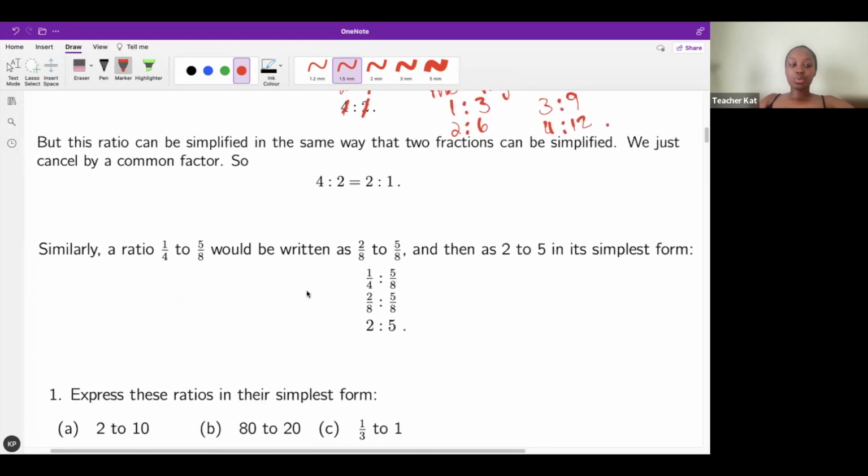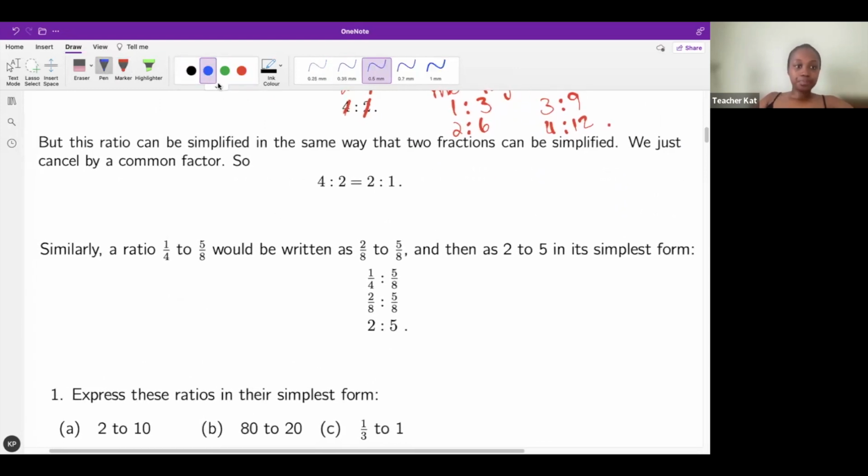Now, if you have a ratio between fractions like we have over here, so I have a quarter to 5/8. All right, so the first thing we're going to do here is pretend we're adding them. So we're going to find the lowest common denominator. So I want these both to have the same denominator. And in this case, it's 8. Okay, so then I have 2 over 8 to 5 over 8. Once you reach that stage, you can get rid of the common denominator. And my simple ratio is just 2 to 5.